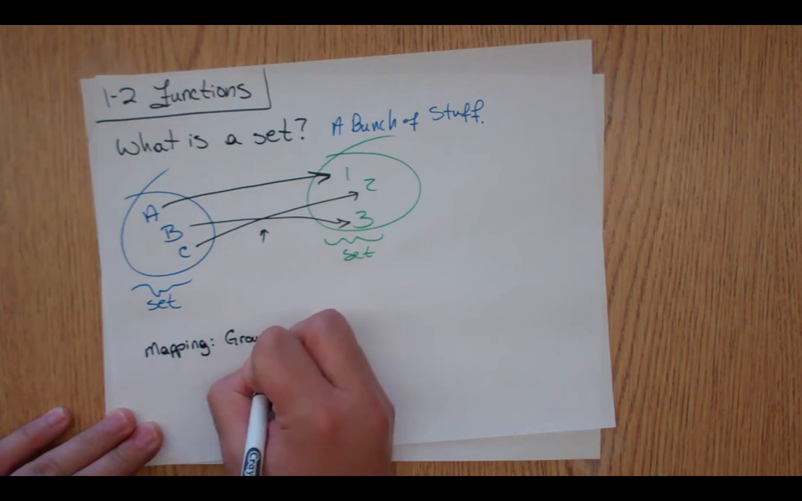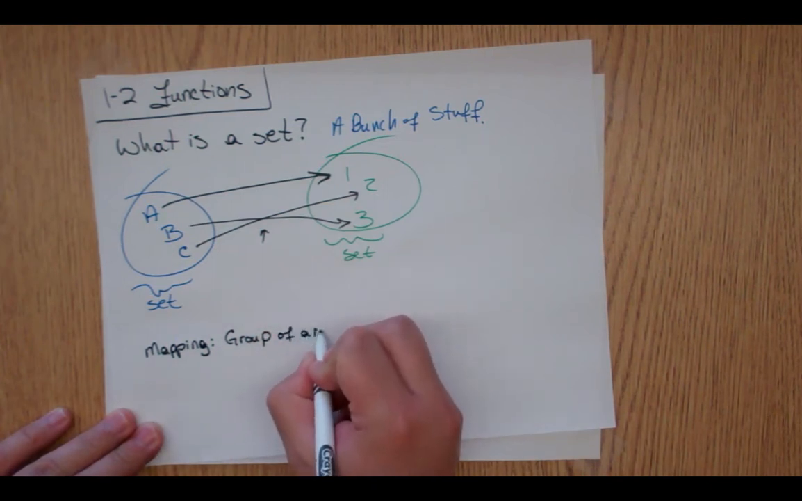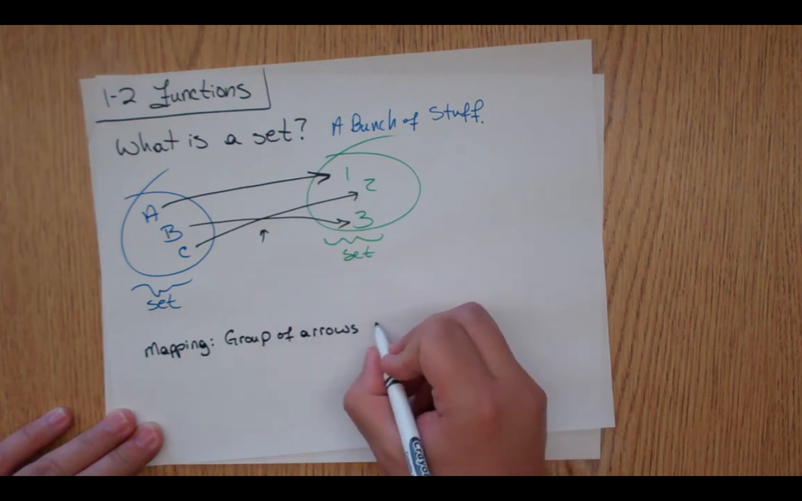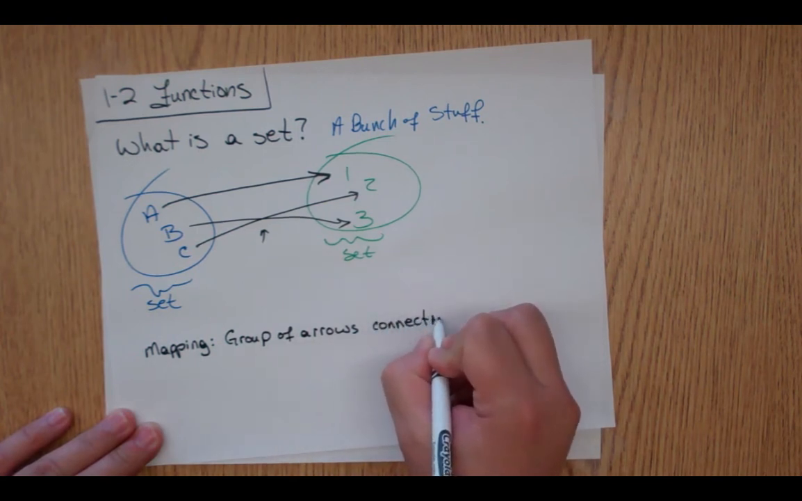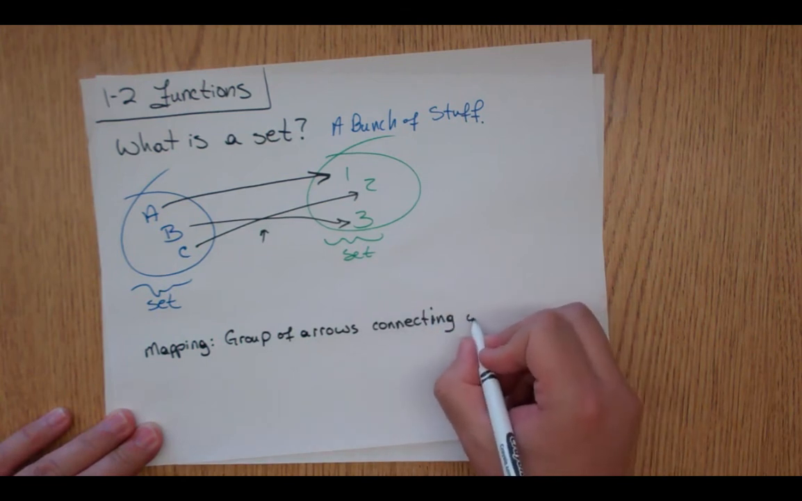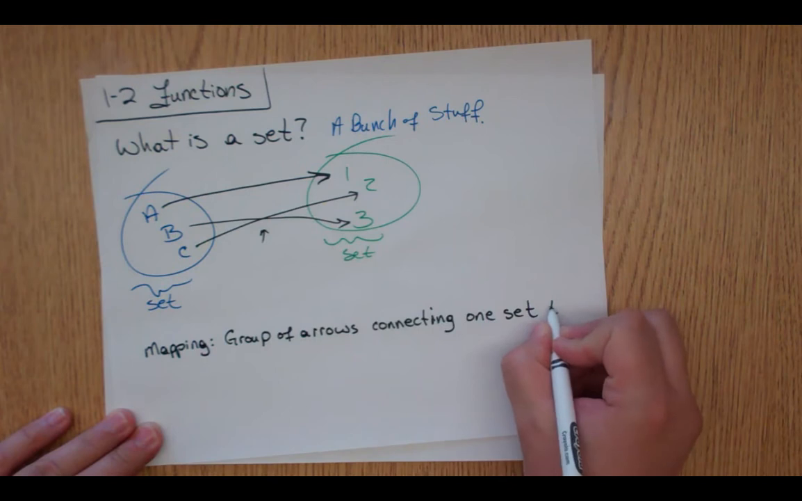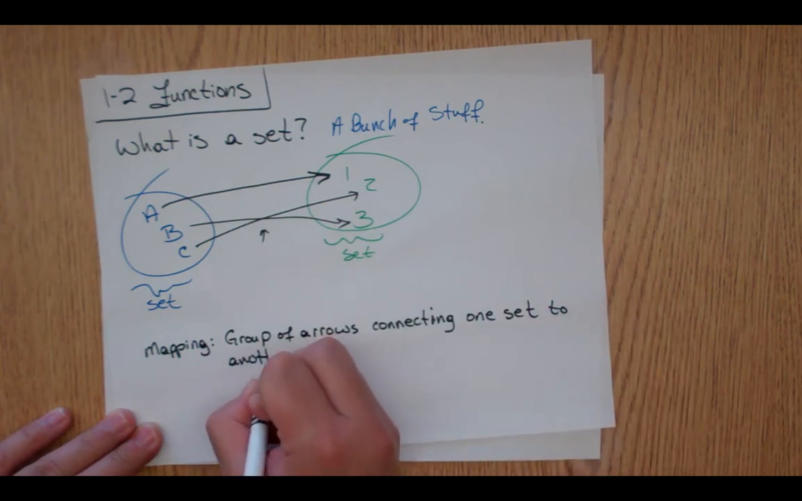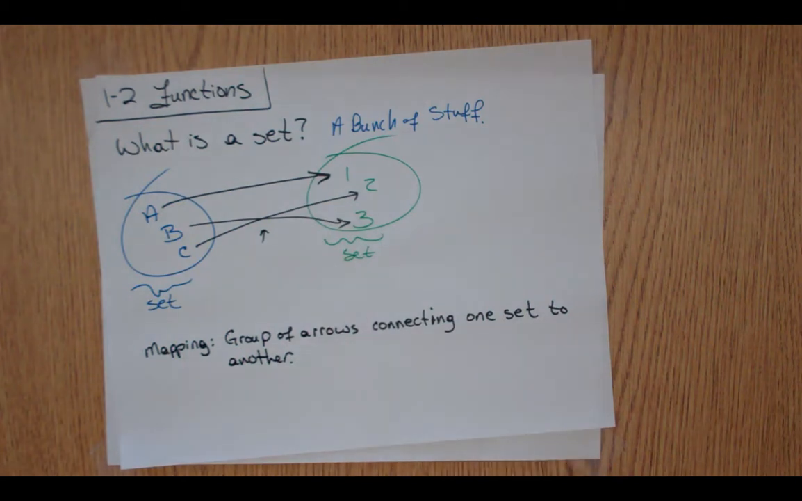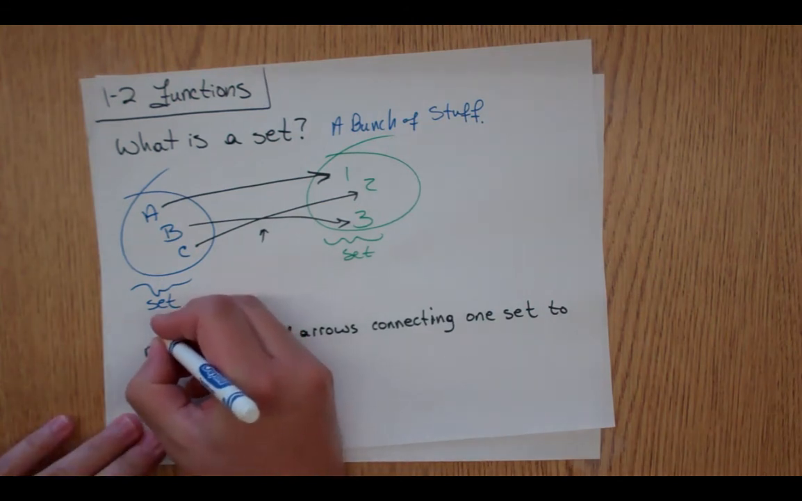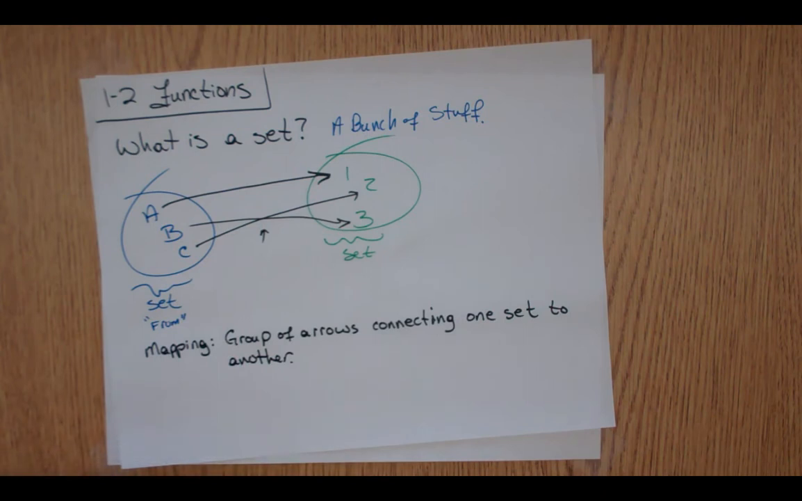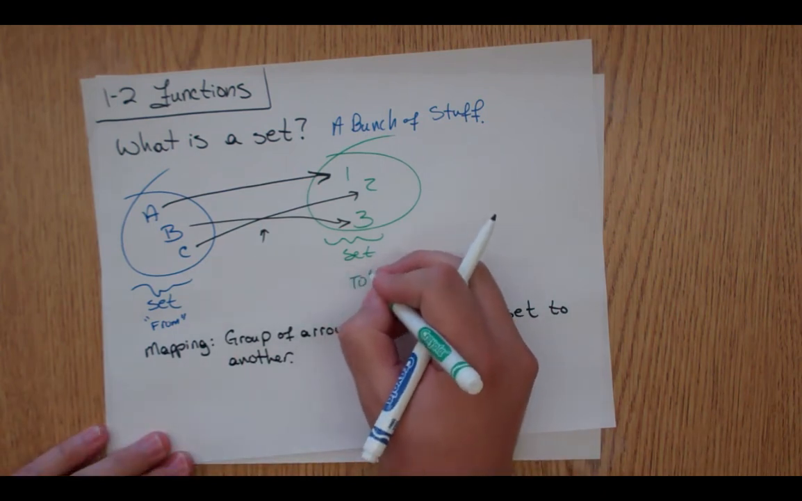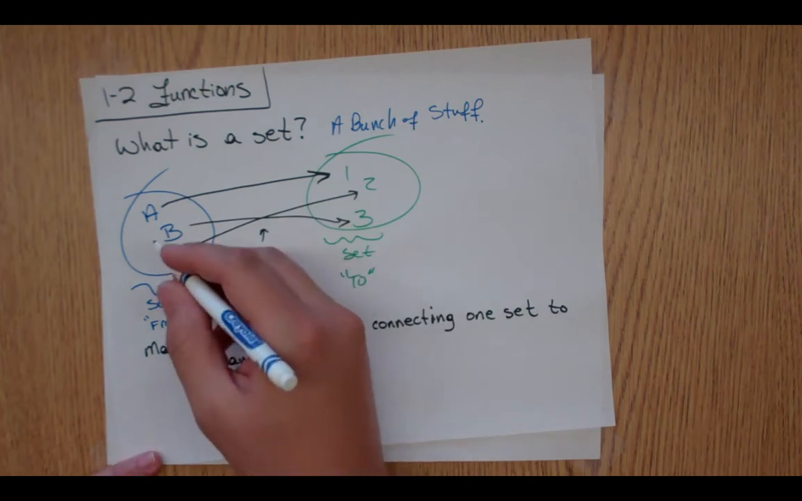We mapped one set to the other, and we use those arrows. So mapping is simply a group of arrows connecting one set to another. Now, as you can see, we started with this set, and then we mapped over to this set. So since we started with this set, this is our from set, and then this one is our to set.